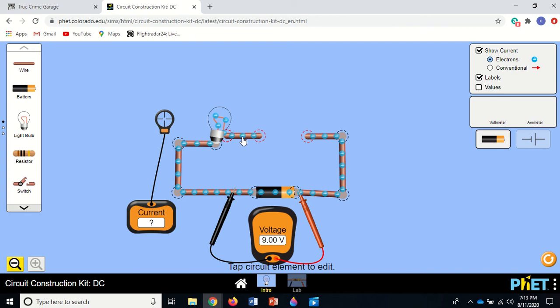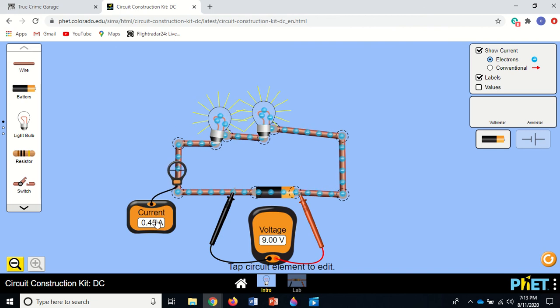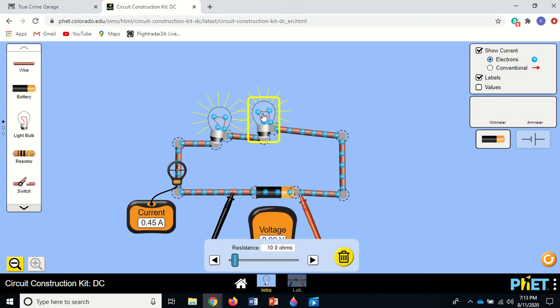Grab a wire. Put that there. Grab another light bulb. Put that there. Grab this guy. Put that guy there. Now you're going to see that the current has been cut in half to 0.45 amps. This guy is 10 ohms. This guy is 10 ohms. Remember, you add them in series, it's going to be 20 ohms. That's the same as our 20 ohm light bulb by itself.